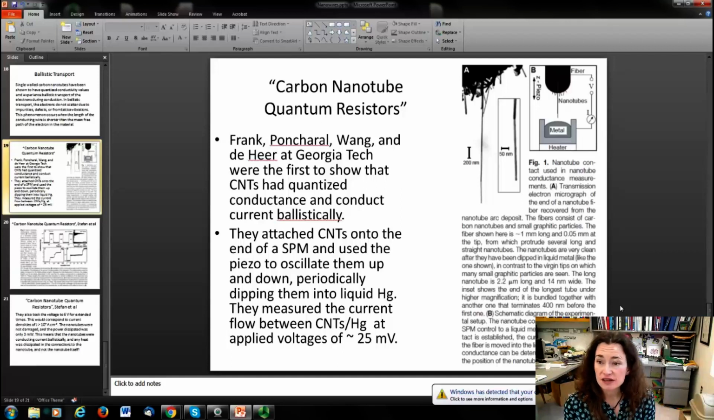So when they did this, they applied a voltage between their carbon nanotubes and their mercury, and every time they dipped it, they would monitor the current, okay? So they monitored the current during the dipping. And then from that, they calculated values of the conductance.